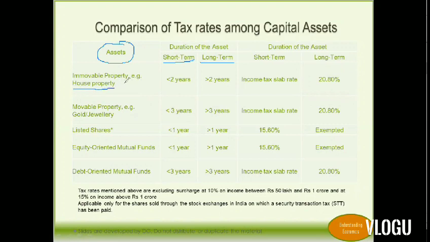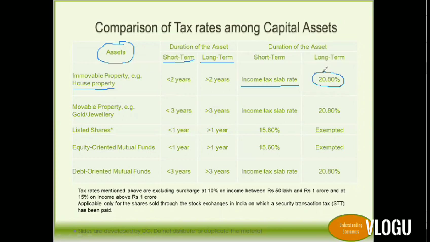So in this case, the short term will be considered for less than 2 years and the long term will be considered for more than 2 years. And accordingly, the tax rate will be applied. For short term, the tax rate will be the income tax slab of the individual, and for the long term capital asset, only 20.8% will be levied.